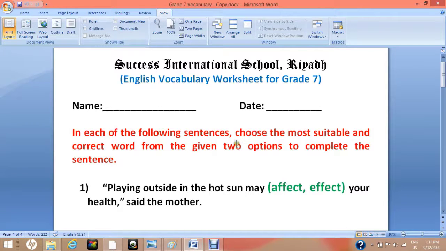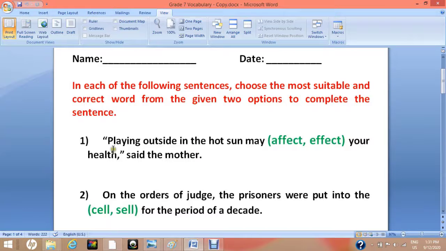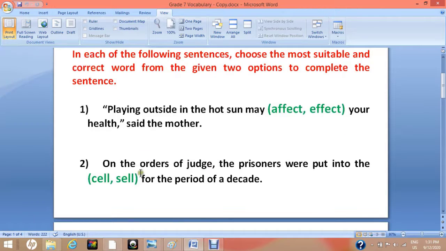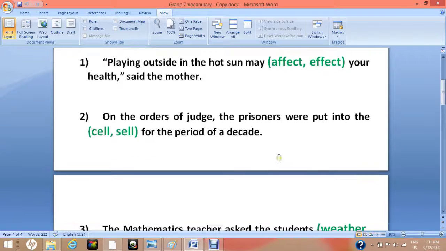In each of the following sentences, choose the most suitable and correct word from the given two options to complete the sentence. Number 1. Playing outside in the hot sun may affect your health, said the mother. Number 2. On the orders of judge, the prisoners were put into a cell for the period of a decade.